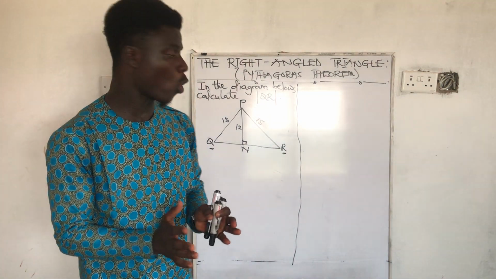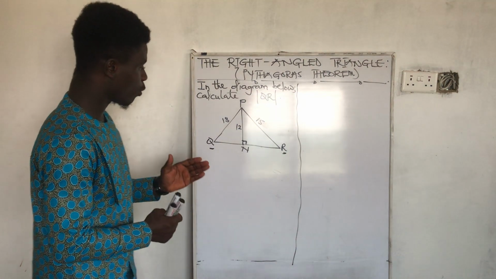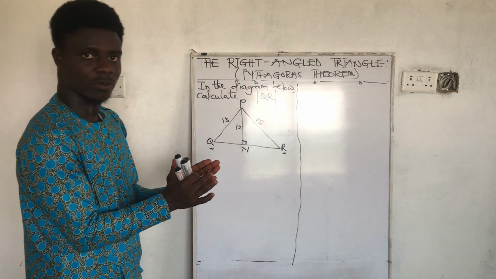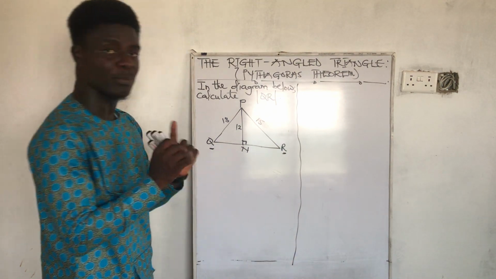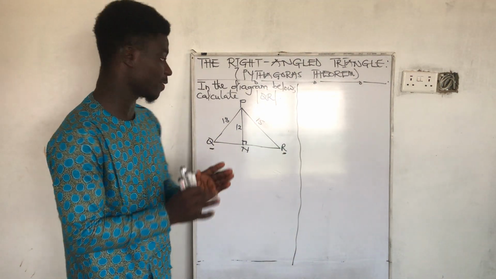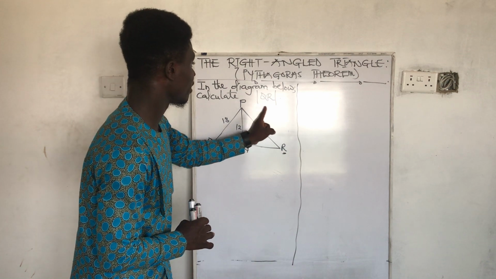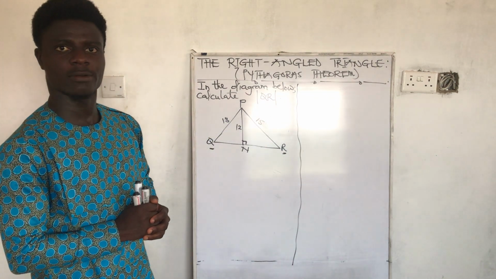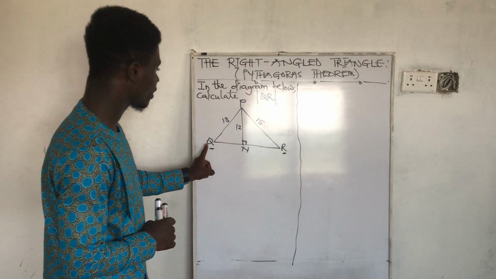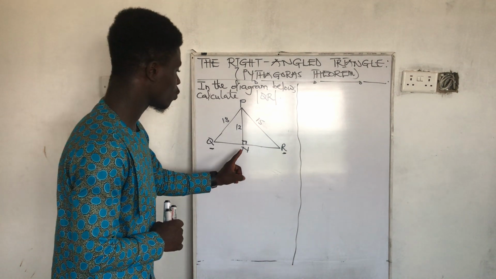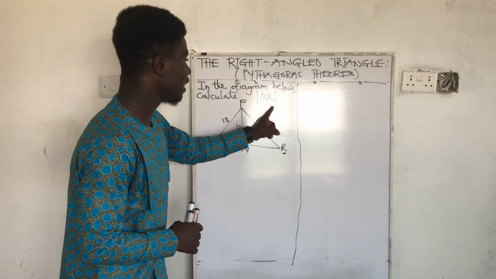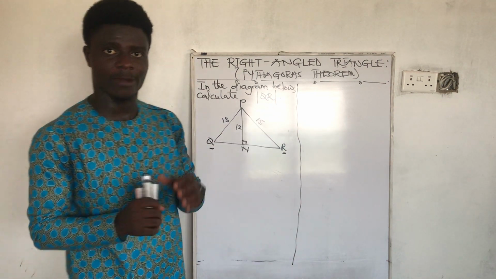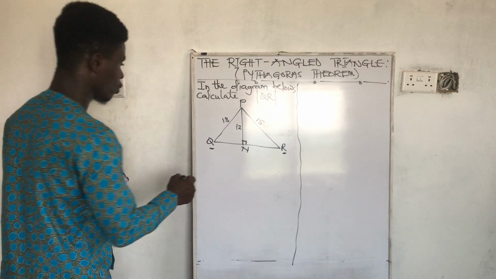When you are done with all these things, you find the summation of the two distances, which will give you the length of QR. So you sum the distance QN and also NR, then you get the length of QR. So let's see the solution.